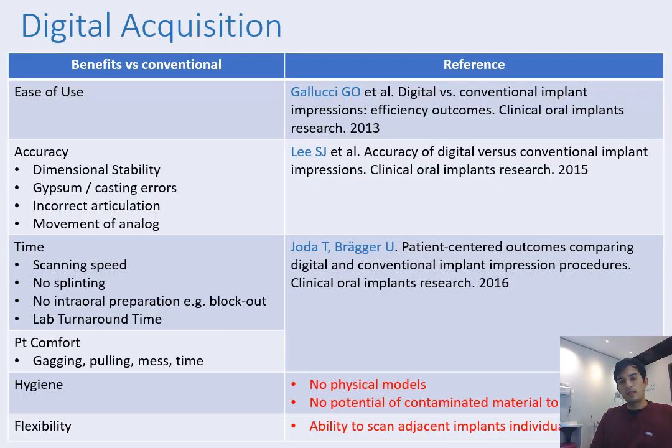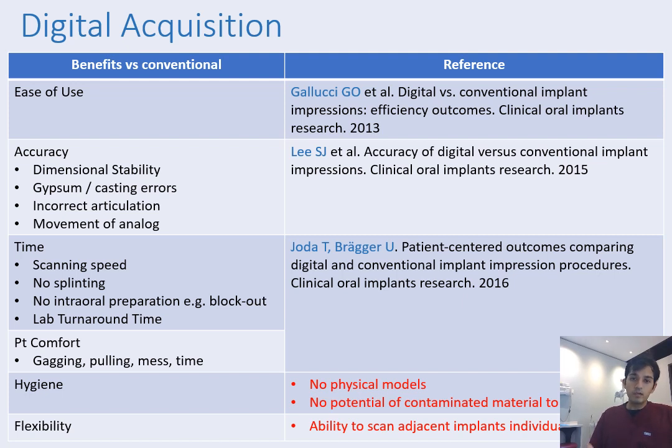Now, that's the current status of our case. We'll restore him in due course, but I just want to touch up a little bit on some more benefits of digital. What does the literature show us in terms of digital versus conventional? Because it's well and good saying that it helps you minimize chair time, but we want to make sure it's accurate. It's no lesser than the conventional means of doing things.